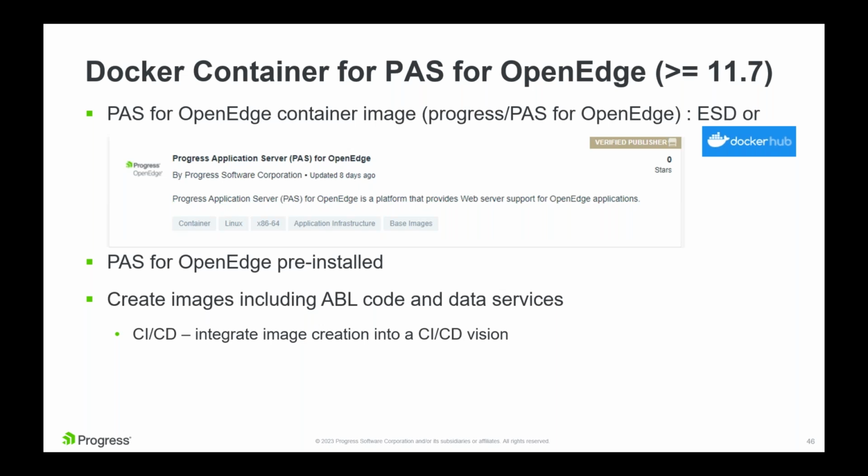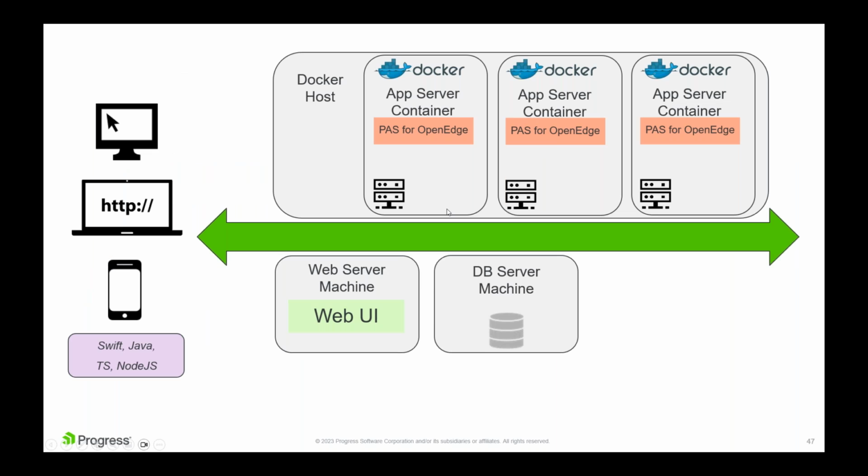Other aspects, since 11.7, you can use PASOE and install PASOE like a Docker container. So we provide it on our download center or Docker Hub directly. And using Docker, you can start very quickly a new instance, configure, having multiple Dockers in test, for example, put it in a CI/CD pipeline to use it very quickly. And if you create your Docker file your own way, you can very quickly put this in production also.